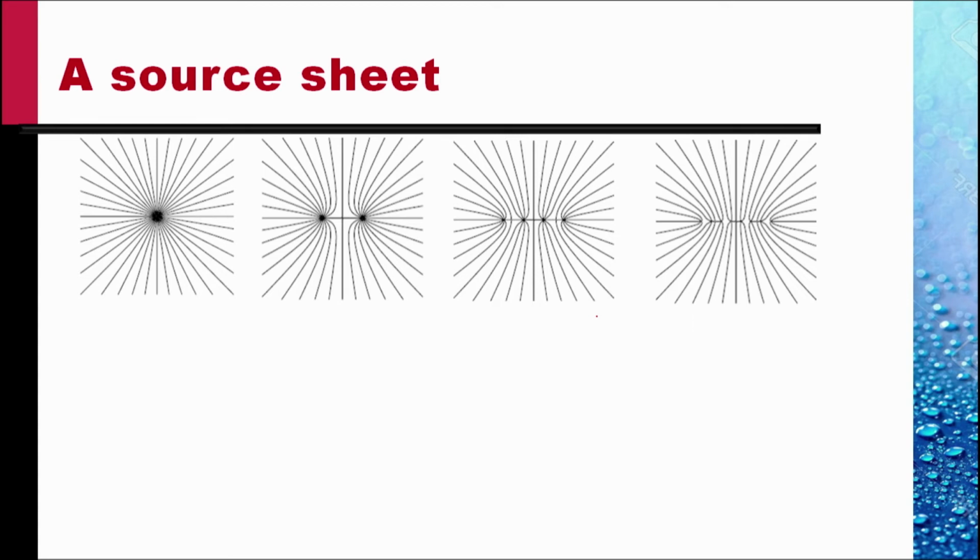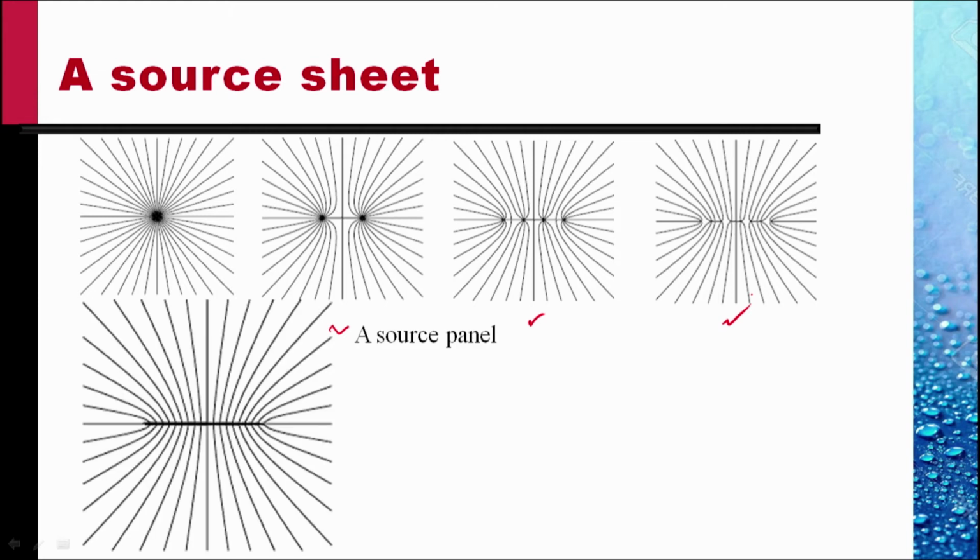it is more convenient to work with a source sheet rather than individual sources and sinks. Consider a source of strength Q. Let's divide this into two parts of Q by 2 and Q by 2. Then we divide this into 4 parts, and then we divide this into 8 parts. And as we increase this division, what we have is a source sheet, a source panel.